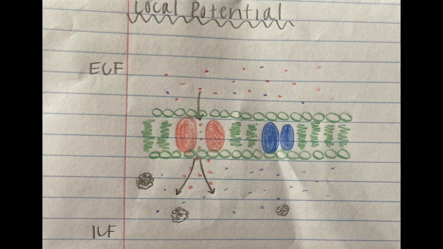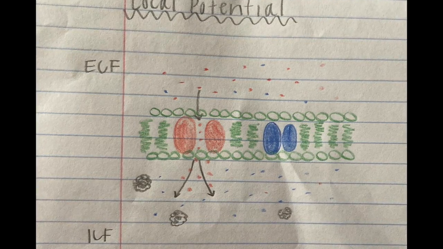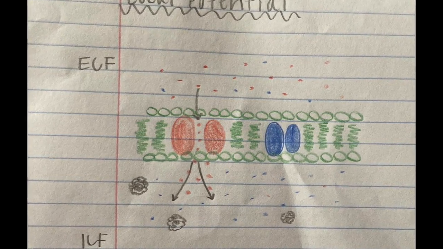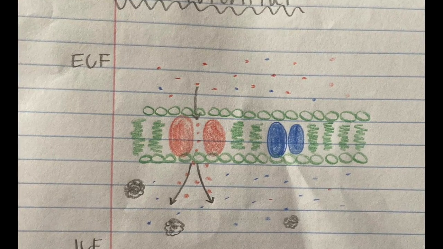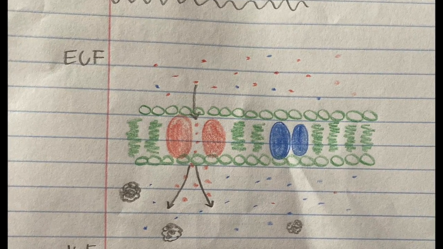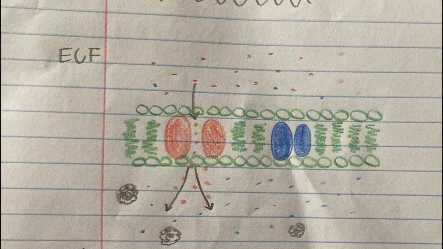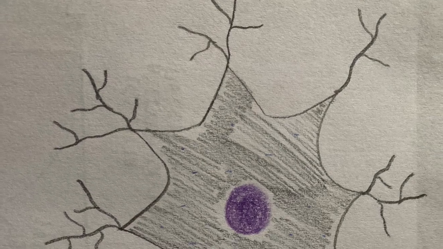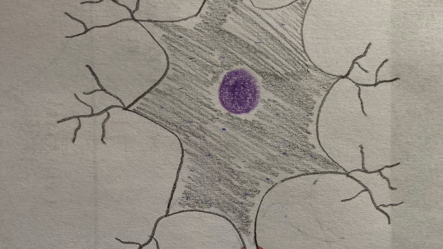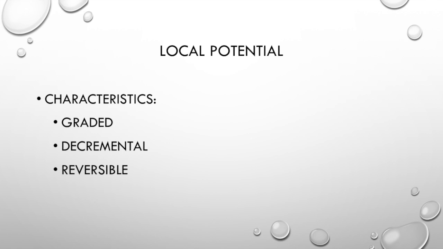Local potential is a short-range change in the voltage along the plasma membrane. The opening of the sodium gates and the diffusion of the sodium ions into the ICF at the site of the stimulation causes neighboring sodium gates to open as well. This kind of signal is called a local potential. They are produced by gated channels on the dendrites and the soma. Local potentials have the following characteristics.